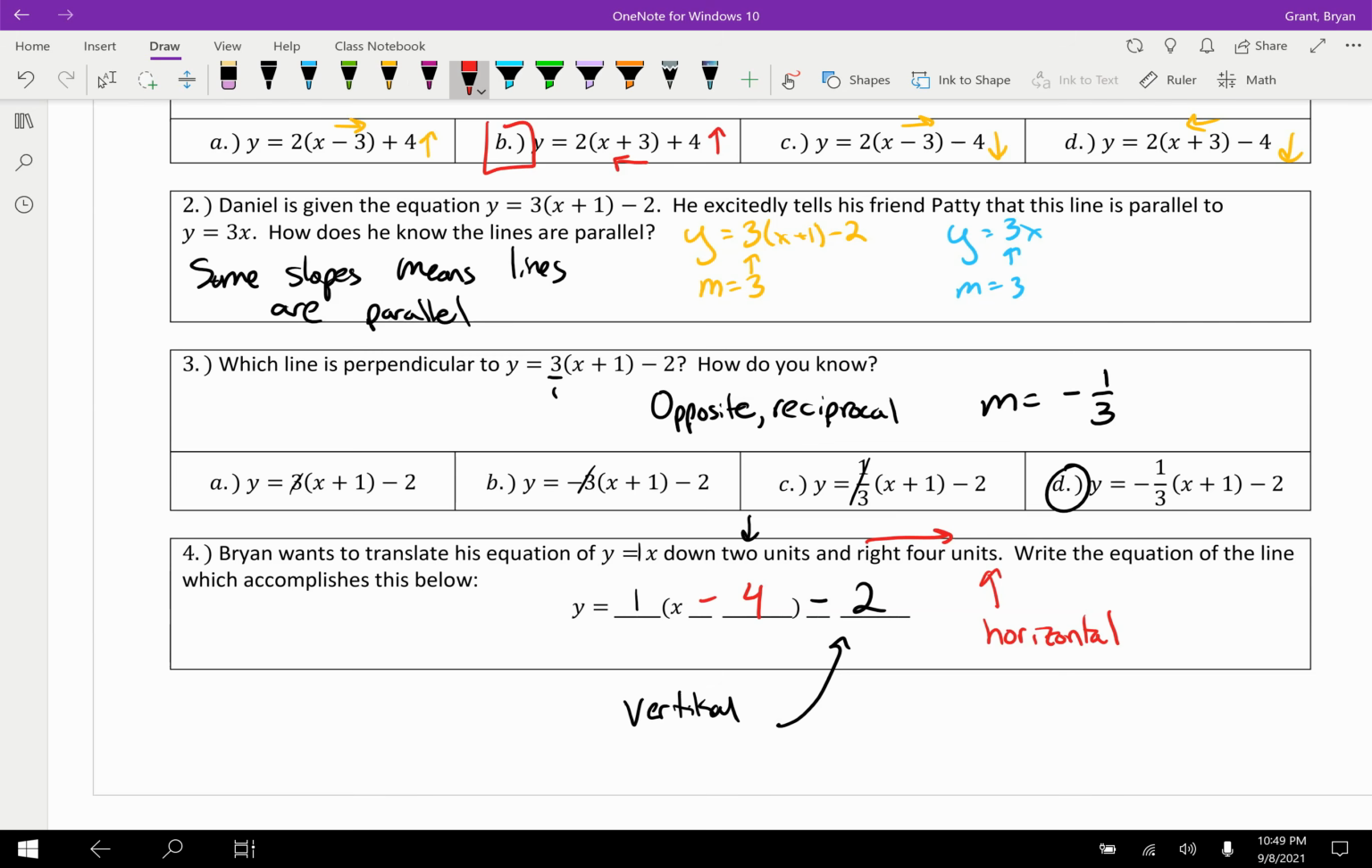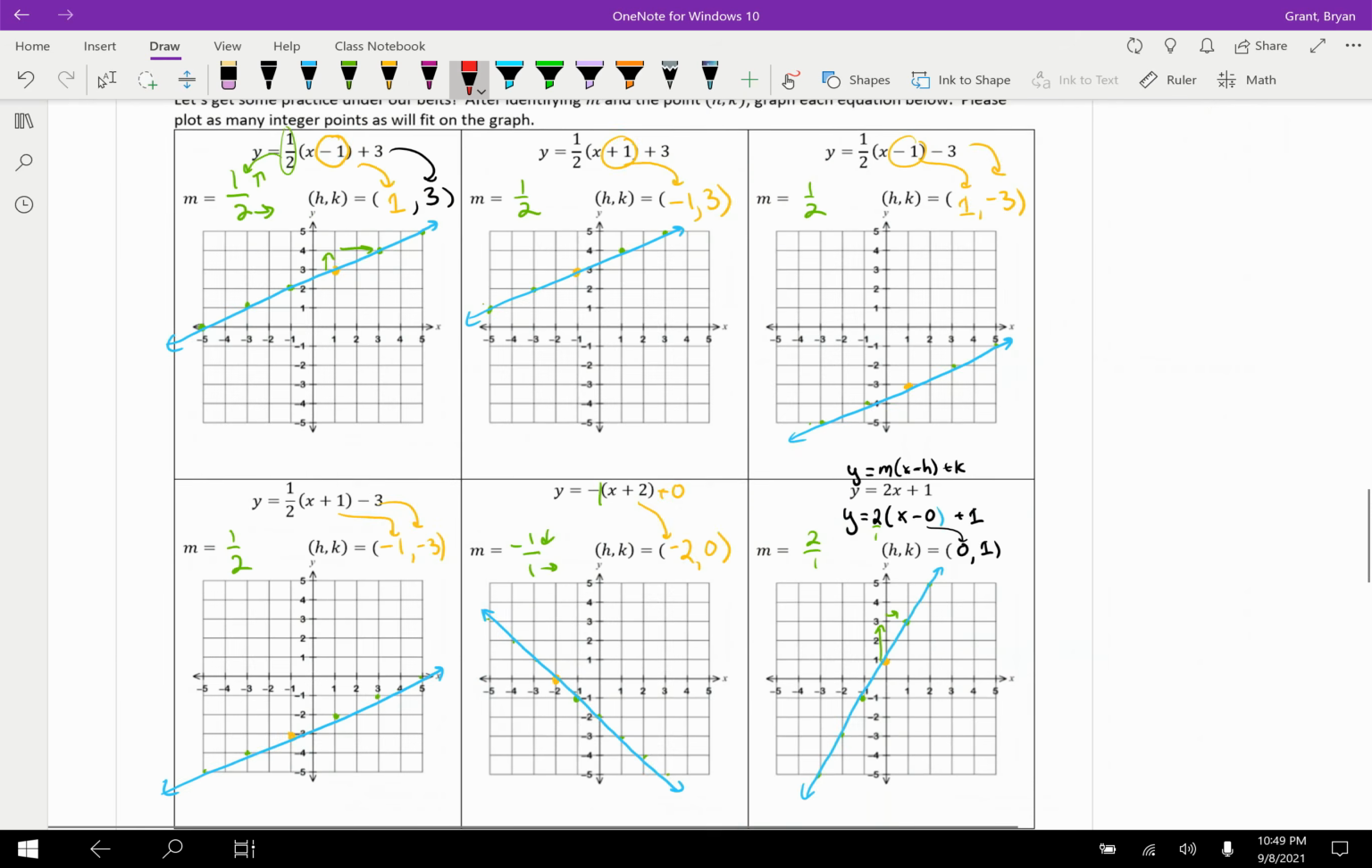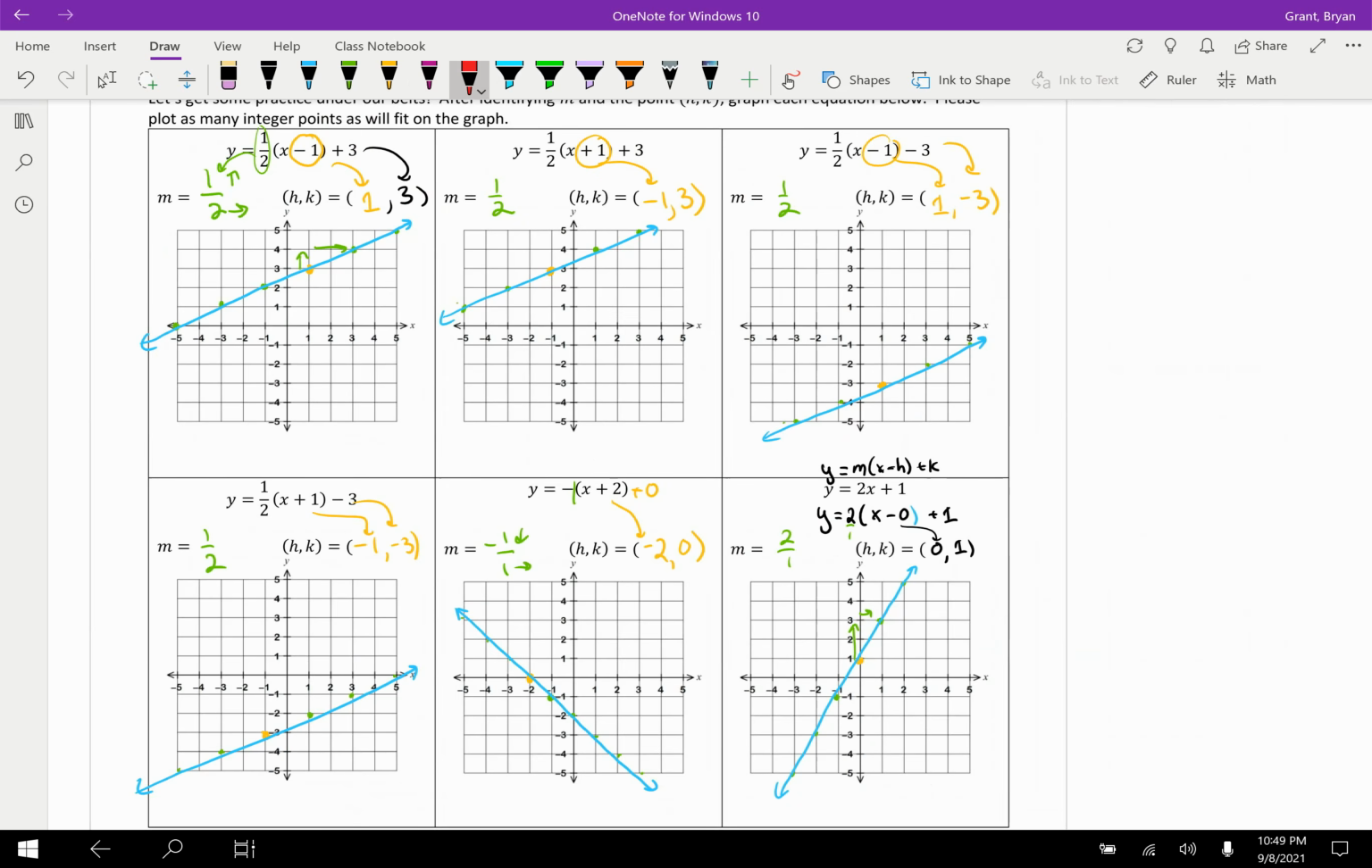And that's it. So what do you need to do from today? Most important piece are these 6 graphs. You need to be able to be given an equation in HK form and create a graph. The point, don't forget the opposite of h comma k, and the slope.